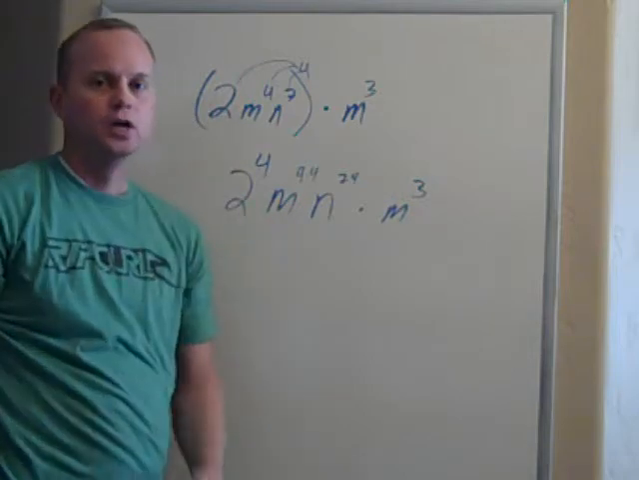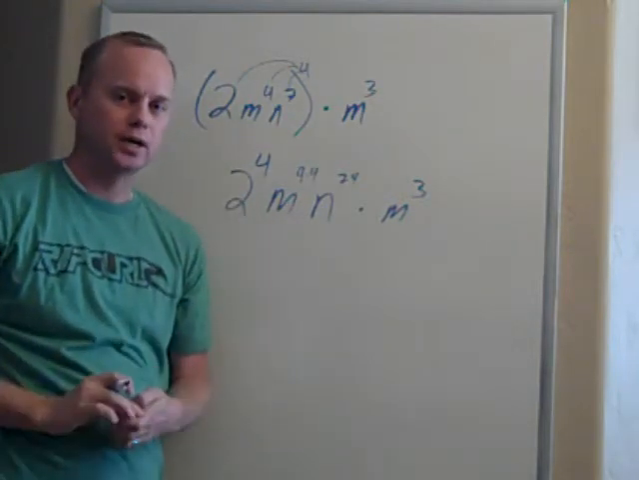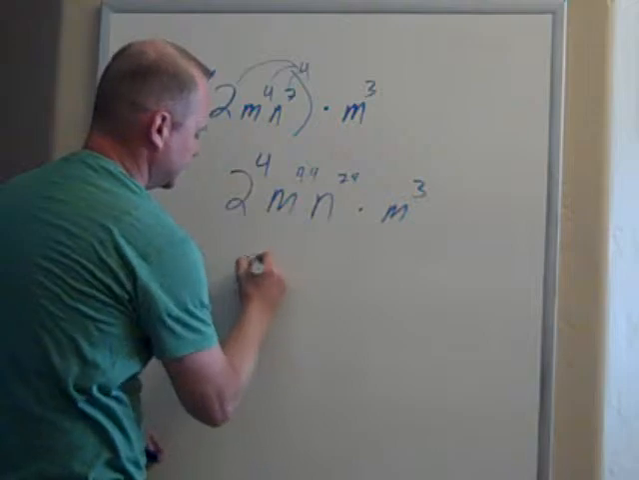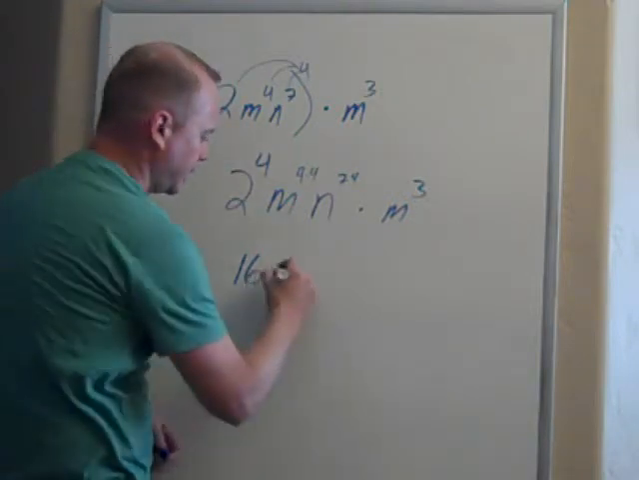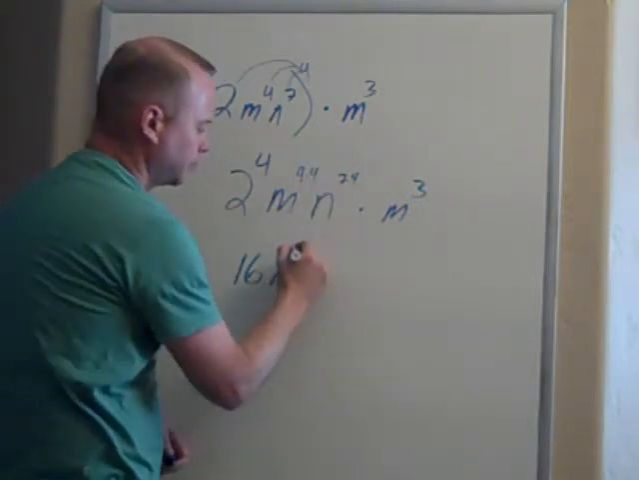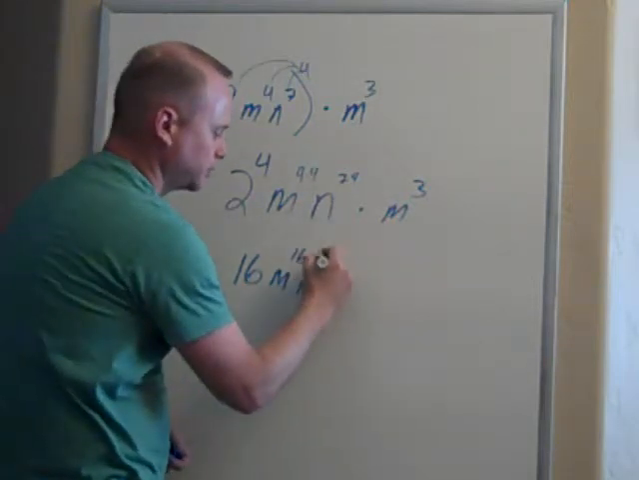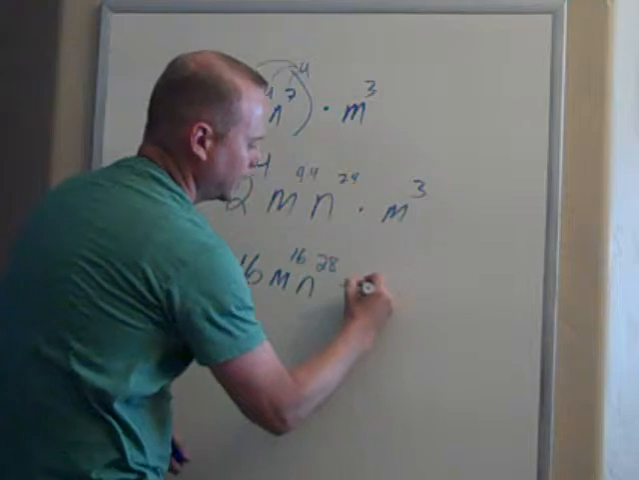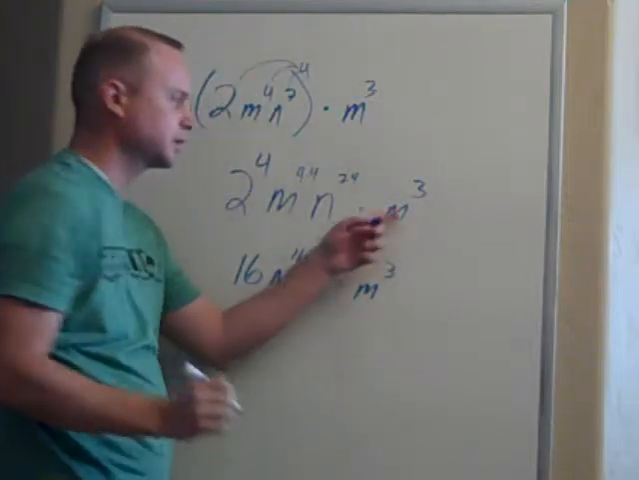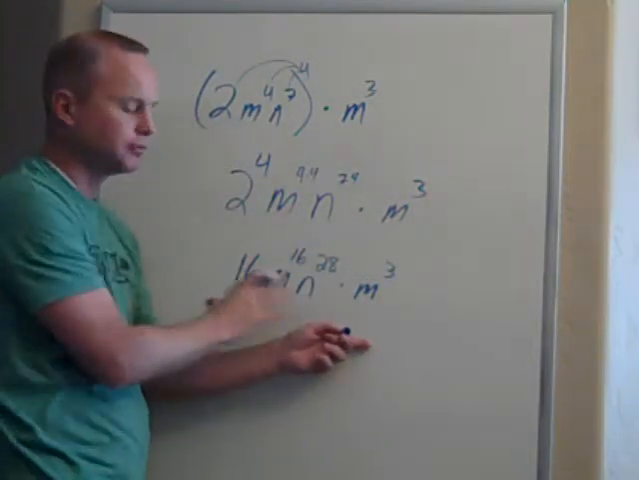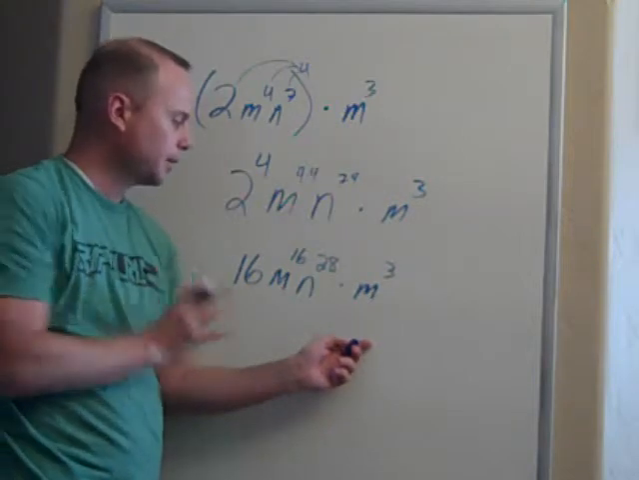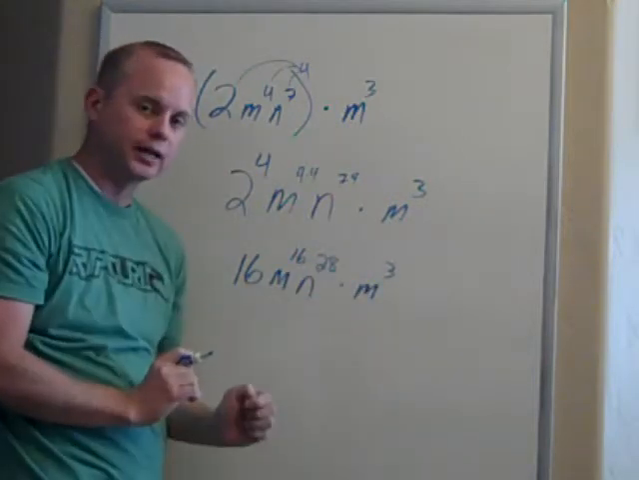2 to the 4th. So that's 2 times itself 4 times, which would be 16. 16 m, this is 4 times 4, that would be 16. n, 7 times 4 would be 28. Times m to the 3rd power. Notice I still haven't done anything with this guy yet. I wanted to simplify all of these. That way I make sure I have all those clear, and then I can do this guy last.